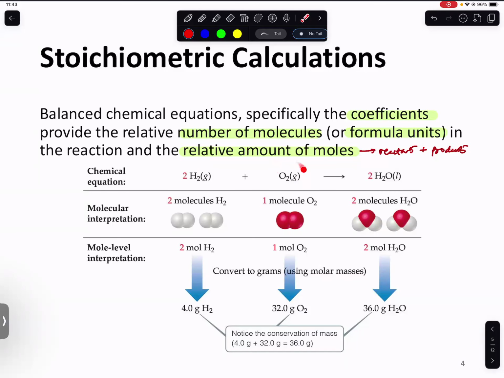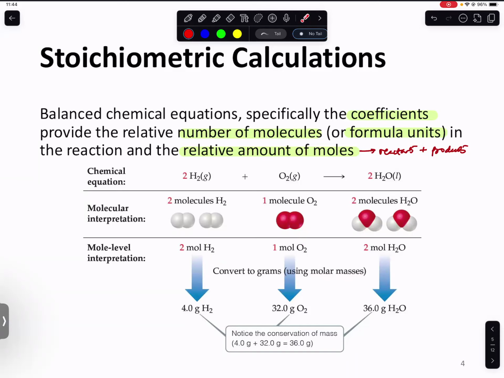we have 2 moles of hydrogen gas reacting with 1 mole of gaseous oxygen to give me 2 moles of liquid water. So in other terms, I can say that 2 molecules of hydrogen can react with 1 molecule of oxygen to give me 2 molecules of water. Okay, and if I want to now translate this into moles, I can say that 2 stoichiometric moles from the balanced equation of hydrogen can react with 1 mole of oxygen to give me 2 moles of water.